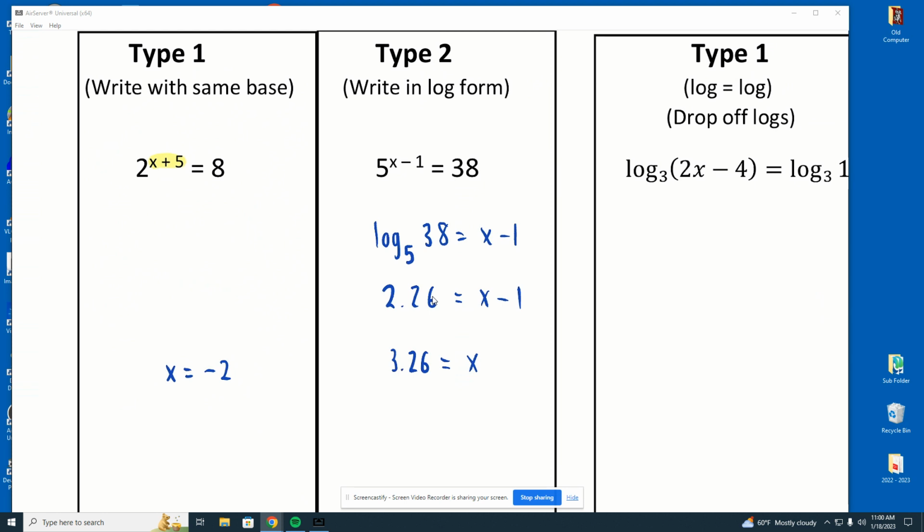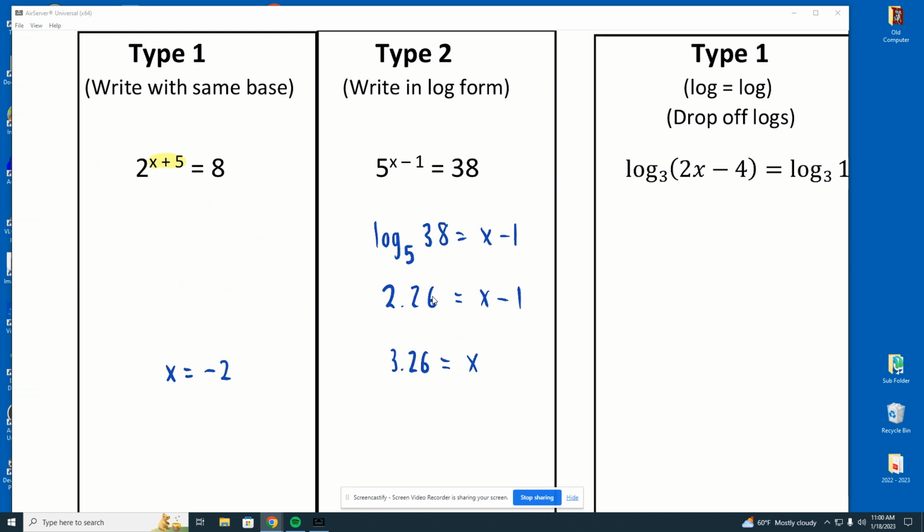Could I have created 5 and 38 to have the same base? Could I? No. I could not have done type 1 on that second problem. I had to do type 2. Here's the point. Could I have done type 2 on the first problem? Yes. And if you want to, you can. I'm fine with it. Watch.